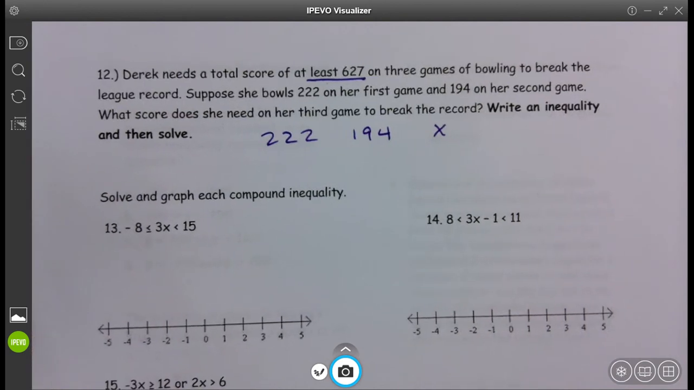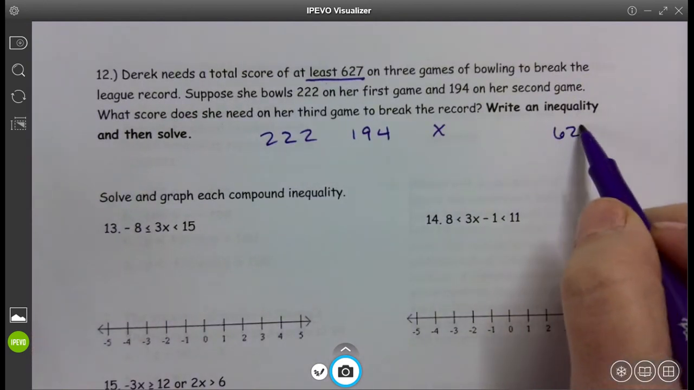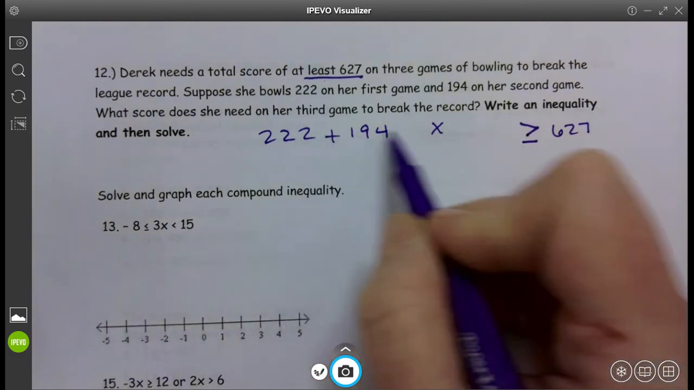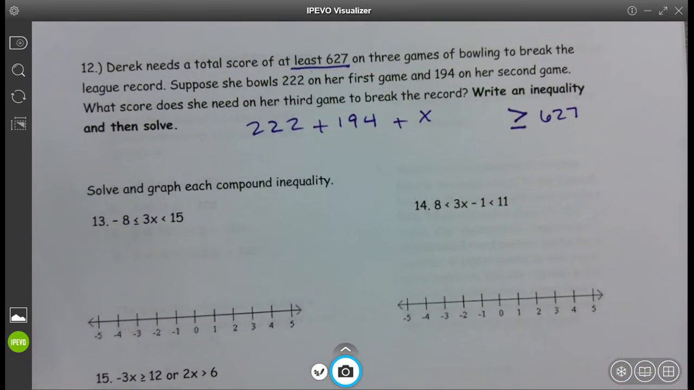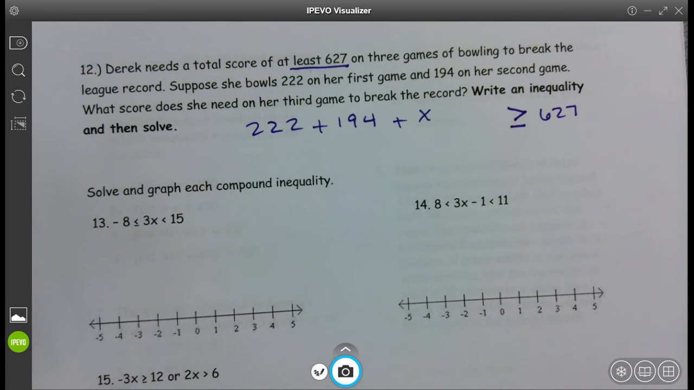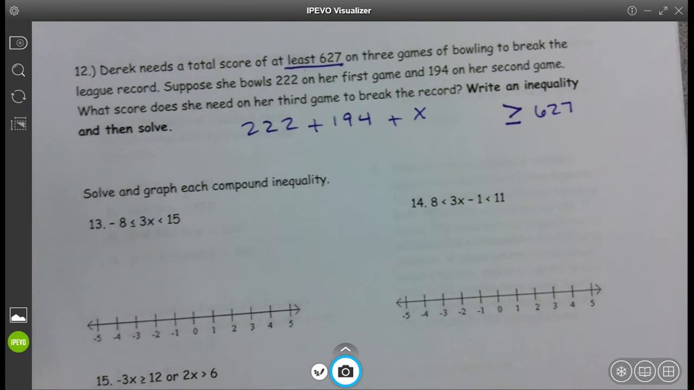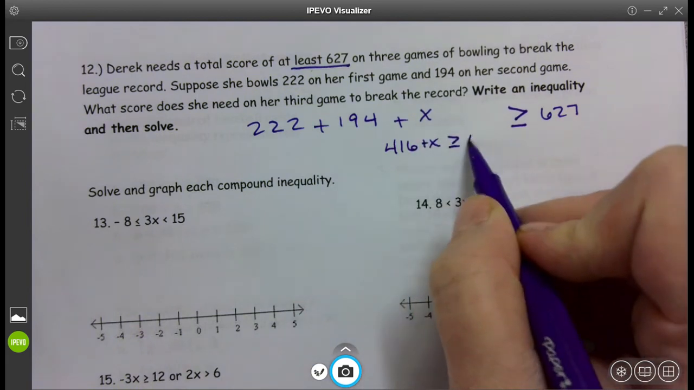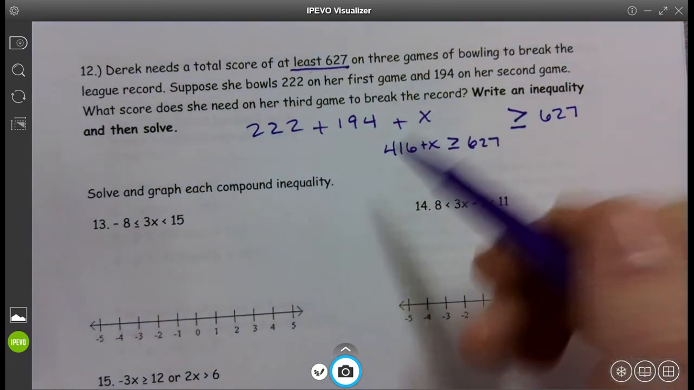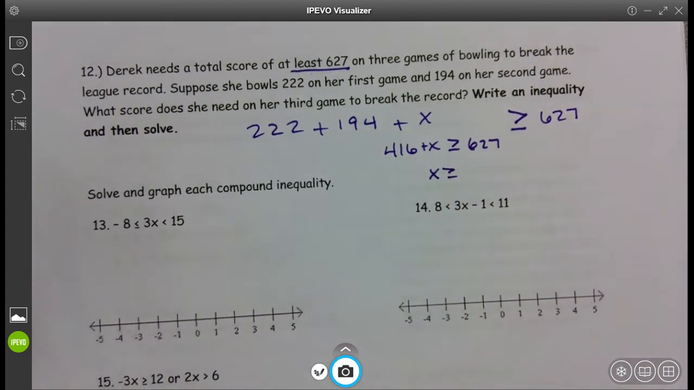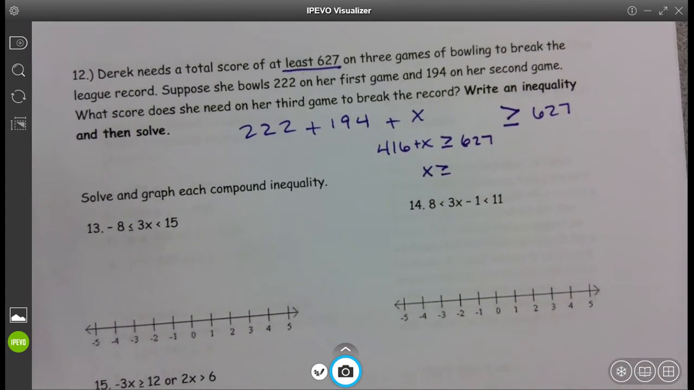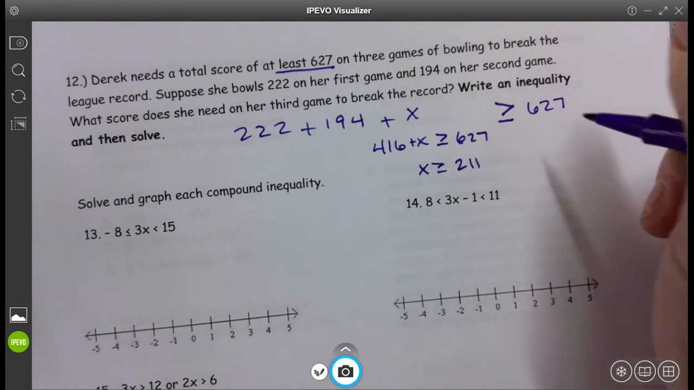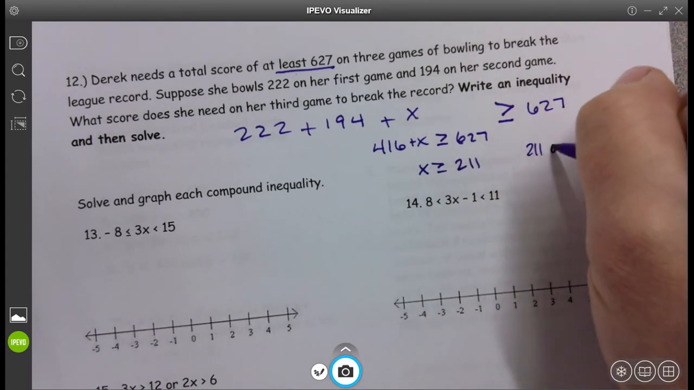We don't know, so we're going to call it X. But you want a total of 627, or you want yours to be more. So if I add my scores together, what do I get? Well, I'm going to combine like terms. I'm going to take 194 and add it to 222, and I'm going to get 416. So 416 plus X is at least 627. Okay, subtract 416 from both sides. You need to get 211 or greater. 211 or greater.